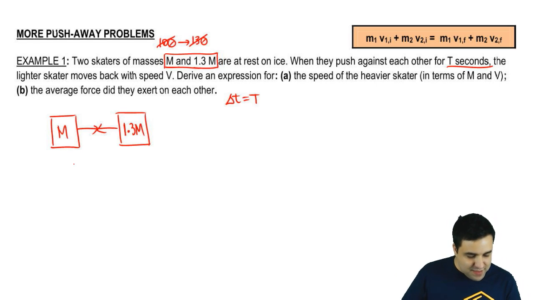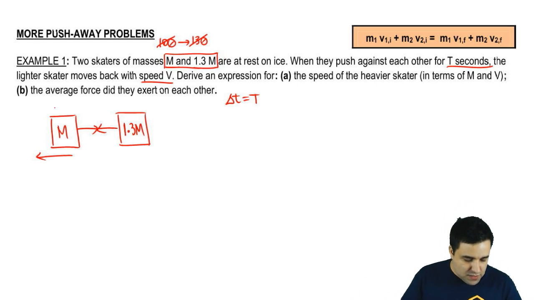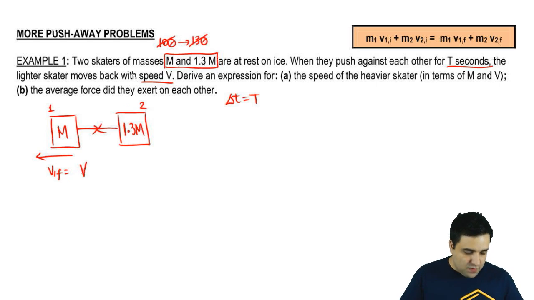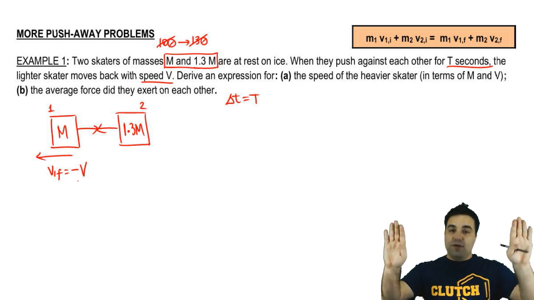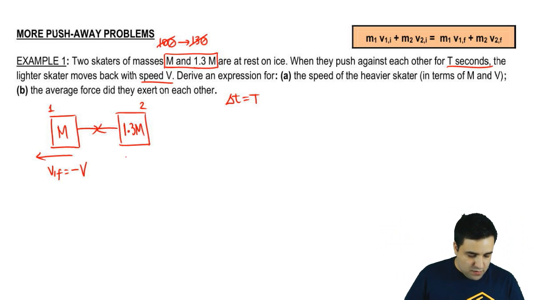And now they're going to push, and then this guy is going to go back this way with the speed of v. Now, this is after the events, after they push on each other. So this is v, let's call it 1, v1 final. Let's call this guy 2. This v1 final is big V. And because it's to the left, I'm going to add a negative here. Now, had I drawn them differently, if m was here, it would have been going to the right. So it would have been positive v.